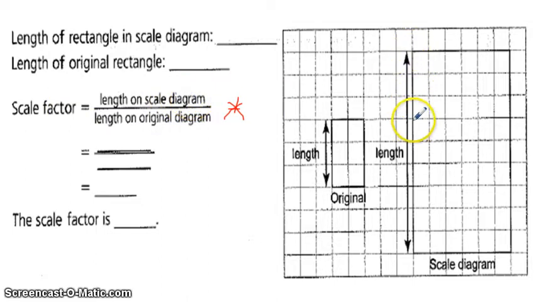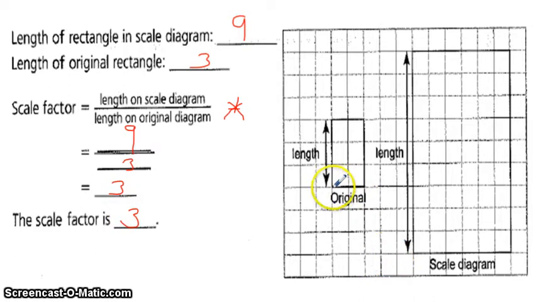We've got 1, 2, 3, 4, 5, 6, 7, 8, 9. So we've got 9 on the top in the scale diagram, and on the original we've got 1, 2, 3 right here. So I'm going to go 9 on the top, 3 on the bottom. 9 divided by 3 equals 3. So the scale factor in this case is 3 times as big.